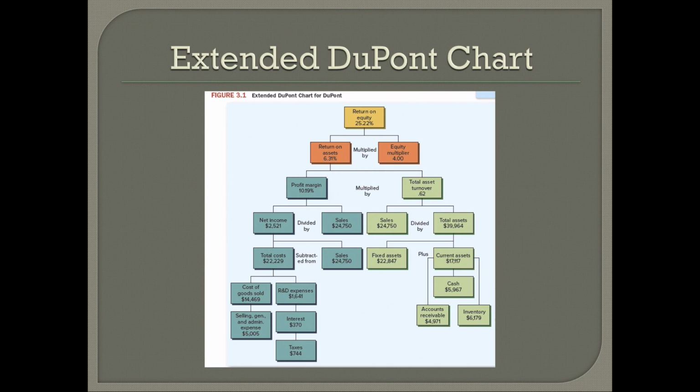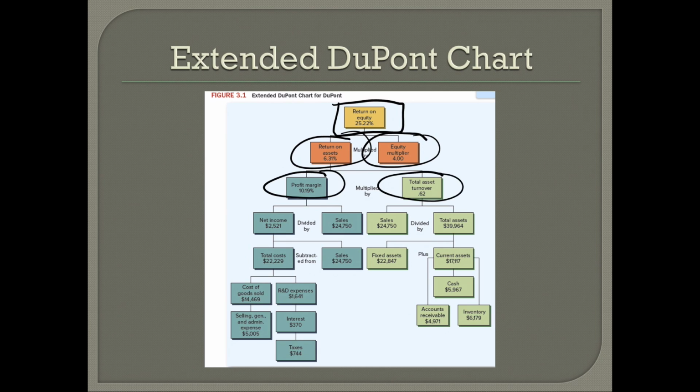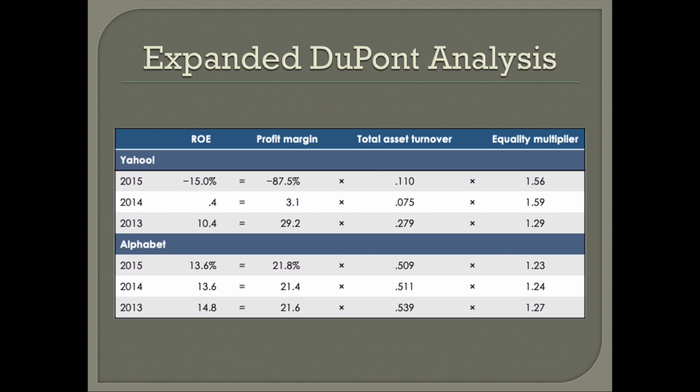So here's just an extended DuPont chart where our bottom line, our final value, is focusing on ROE. We first broke it down into ROA times the equity multiplier, and then we can break ROA down into profit margin and total asset turnover, and then we can look at the different components of these different ratios and try to identify which of these areas is impacting this bottom line of return on equity the most. So here we just have a quick little analysis of Yahoo versus Alphabet from 2013 to 2015.